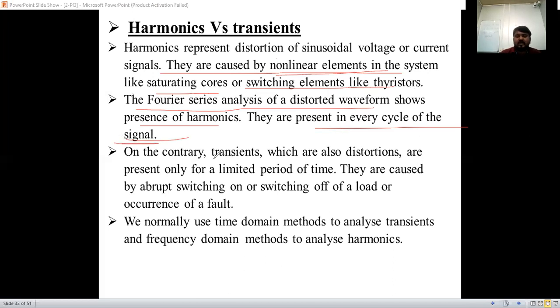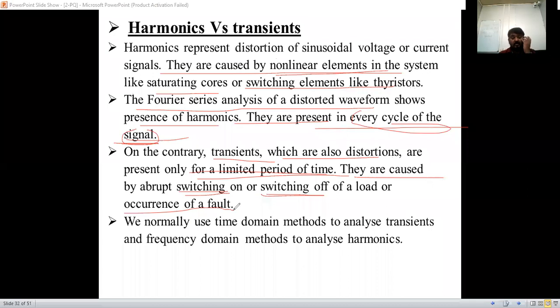Next, consider transients, which are also distortions here now. These are also distortions, but they are present only for a limited period of time. They are not continuous, but harmonics are continuous. Every cycle they are present, which means that is continuous only. So the transients will be present for a limited period. They are caused by the abrupt switching on or switching off of the load, or the occurrence of a fault. During the fault only they are going to be considered.